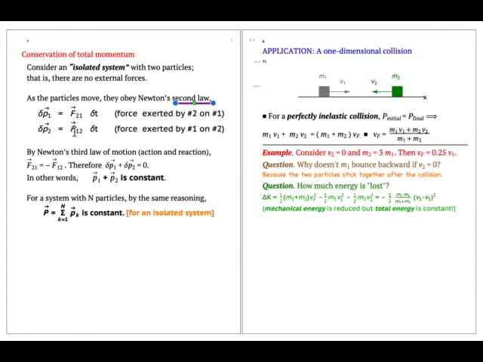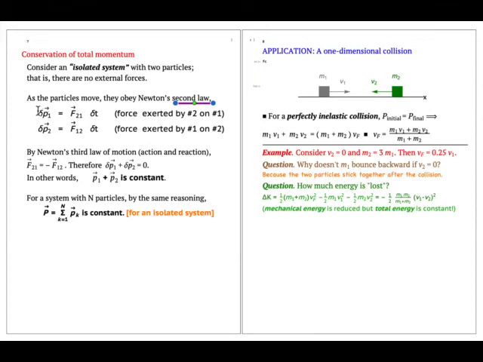Which one is the action and which one is the reaction is kind of arbitrary. That's just a matter of what you want to call action and reaction. F21 is the reaction to F12, and F12 is the reaction to F21. So you consider either one to be the action, and then the other force would be the reaction.